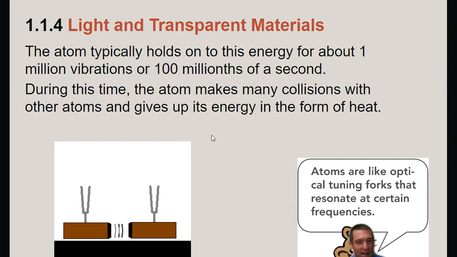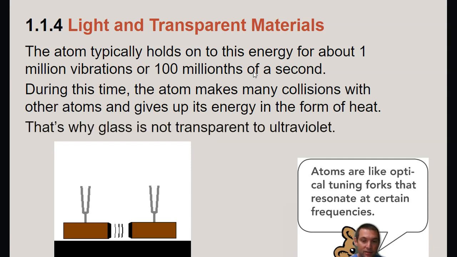During this time, the atom makes collisions with other atoms and gives up its energy in the form of heat, that thermal energy. That is why glass is not transparent to ultraviolet. So ultraviolet can't go through glass because the atoms are colliding and not able to get through. That energy just gets transferred out as thermal energy.